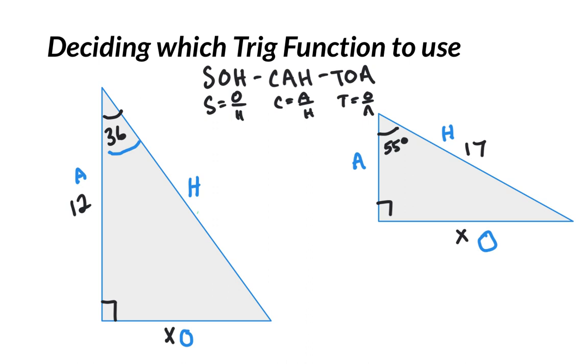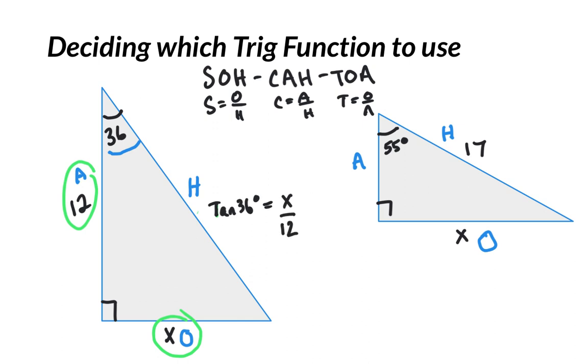Now let's just go through here and say, well, in this case, I was given the adjacent. I am solving for the opposite. So I look for which one deals with O and A. That is tangent, which is O divided by A. So we would say the tangent of 36 is equal to, keeping them in order, opposite over adjacent.